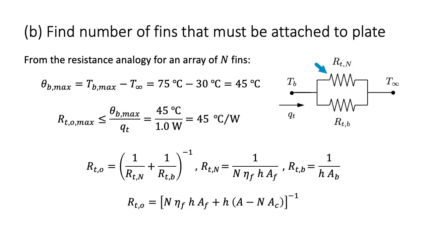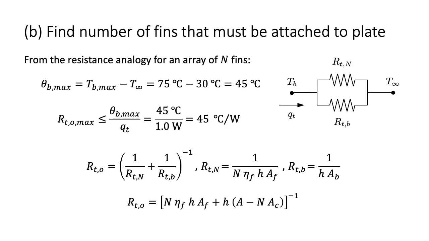Then we have two resistors in parallel, one for the end fins in the array and one for the exposed base. And then we have the node on the right labeled T sub infinity for the temperature of the surrounding fluid. Finally, an arrow is added to indicate the total heat transfer through the fin array and then out to the fluid. Note that this resistance network would look the same either with or without an active tip. This is because the convection from the sides of the fins is to a fluid at T sub infinity, which is the same as for the active tip.